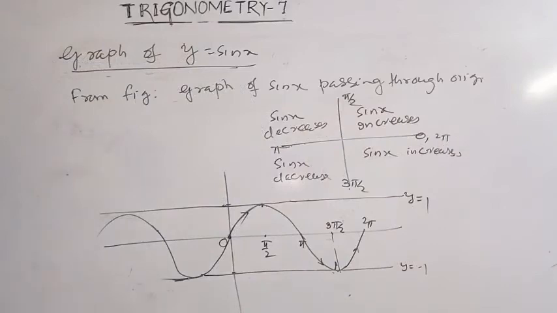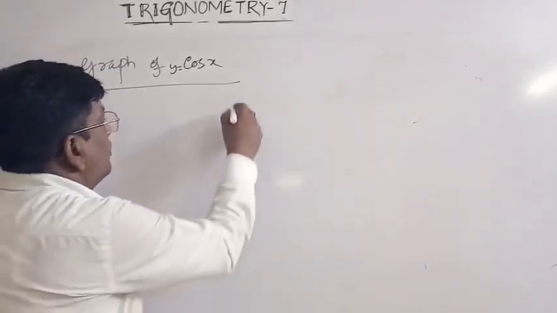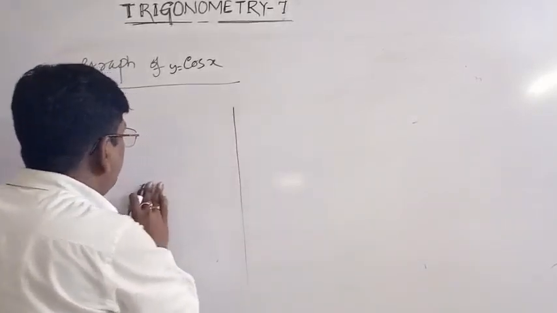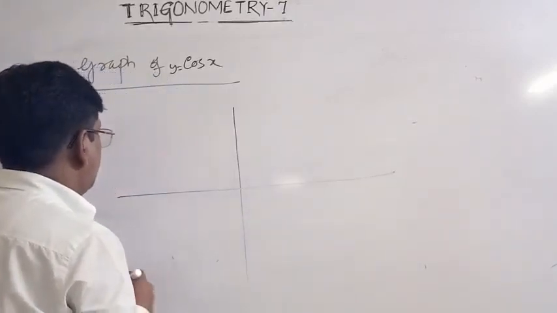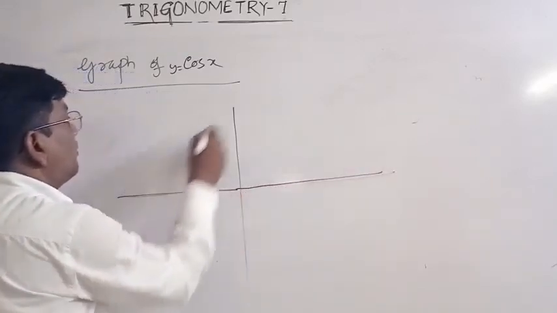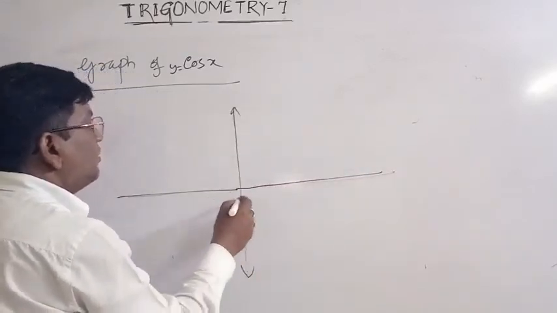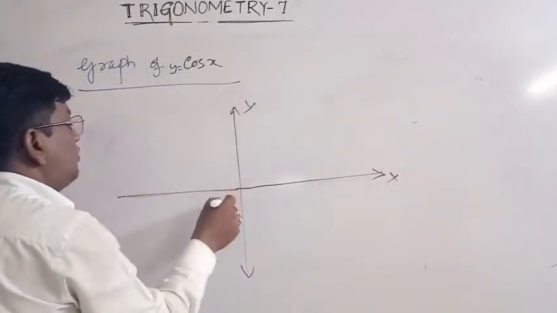Now graph of cos x. Graph of cos x, you can draw directly, as you can draw sin x directly. So here, this is the x axis and this is the y axis. This is the origin.